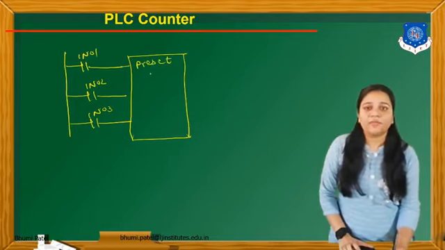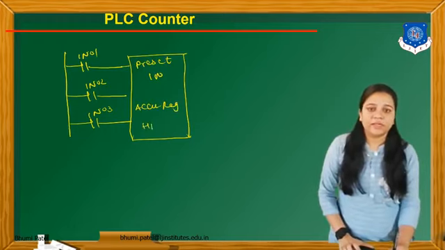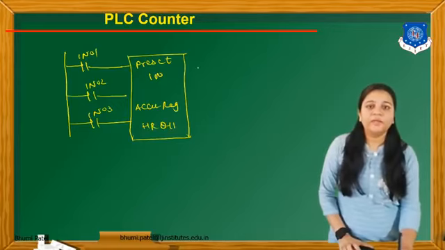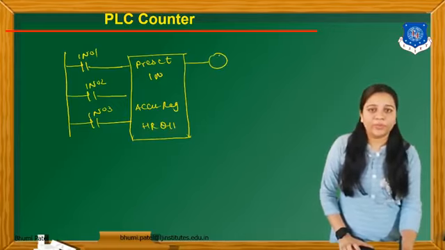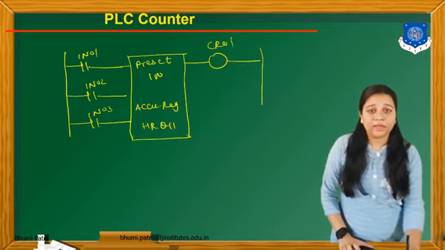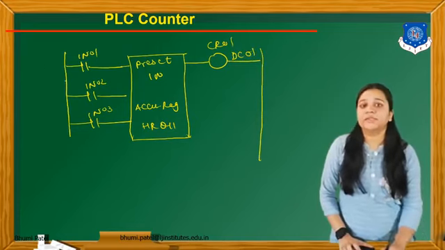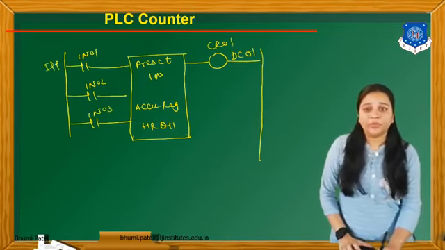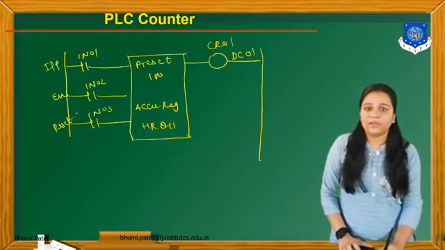Suppose the preset value is 100, and here we can write the accumulator register HR011, and this is my output CR01. And here we can draw the diagram for the down counter, and the command for the down counter is DC01. So this is my input pin, this is my enable pin and this is my reset pin.